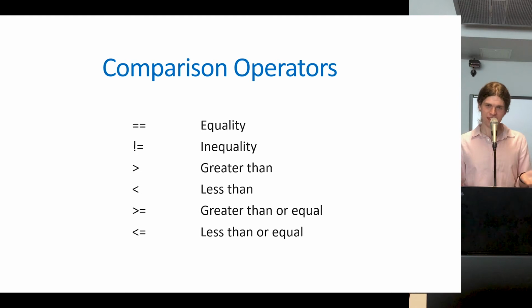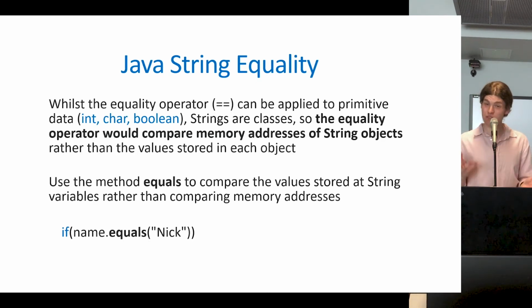They need a left-hand value and a right-hand value to compare. And the result will either be true or false, by the way. It's binary, a binary choice. But there is an exception with using strings. So equality, the two equal signs, would work for primitive data types, such as integer, char, boolean.